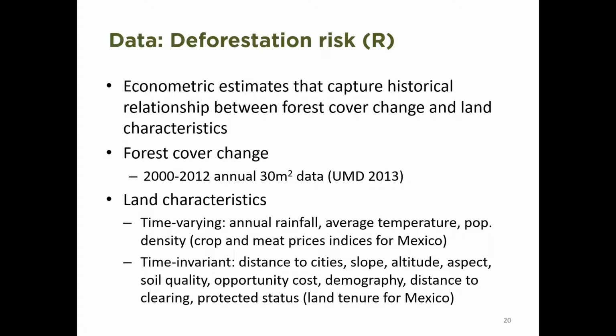So what we do is we estimate an econometric model that captures the historical relationship between these types of plot characteristics and the probability of deforestation over this period, 2000 to 2012. So in other words, our model essentially tells us for all plots with forest cover that have such and such characteristics, given what we know about how these characteristics have affected the probability of deforestation in the past, what's the probability of deforestation going forward?